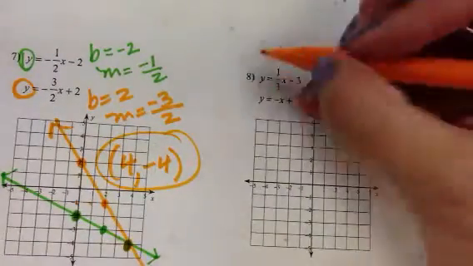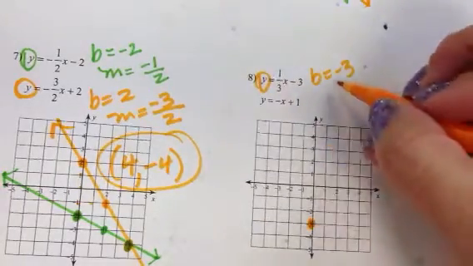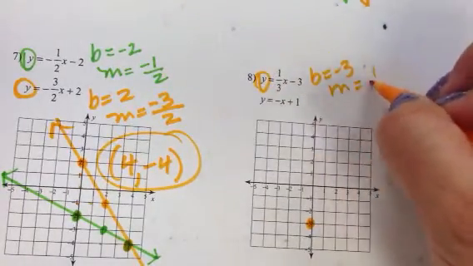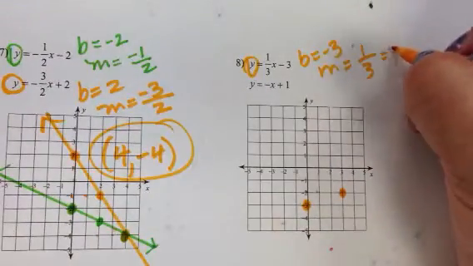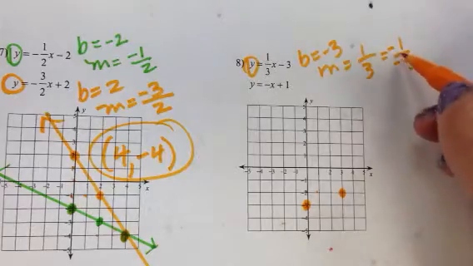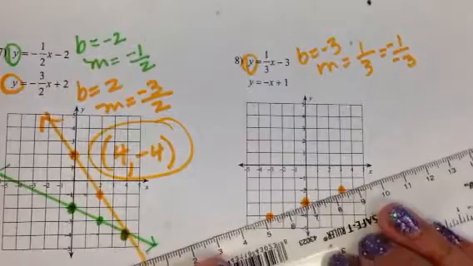we'll start with the first equation's b value of -3. Starting there, my slope is 1/3, up 1, to the right 3. I could also go down 1 and left 3. Negative divided by negative is going to give me my positive back. There we go.